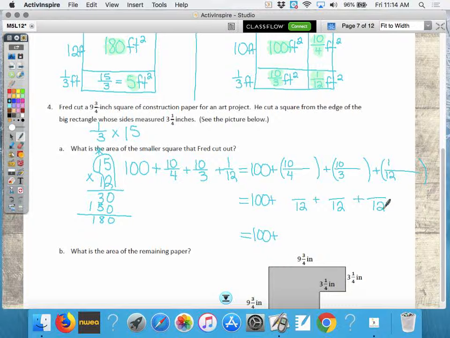So 4 times what, boys and girls, equals 12? 3. So 3 times what equals 12? 4. And then I've got 12 times 1, right?